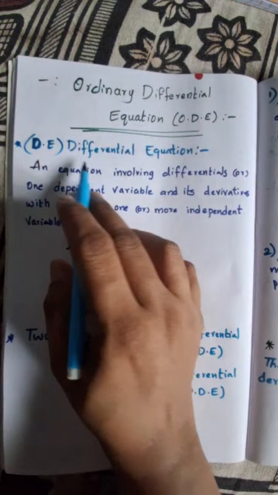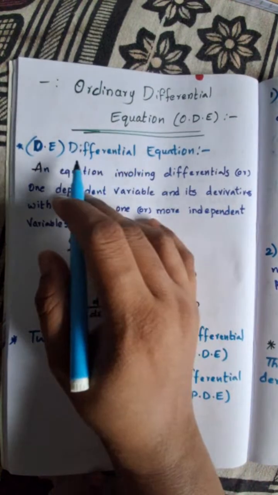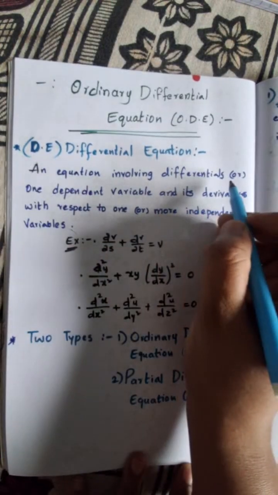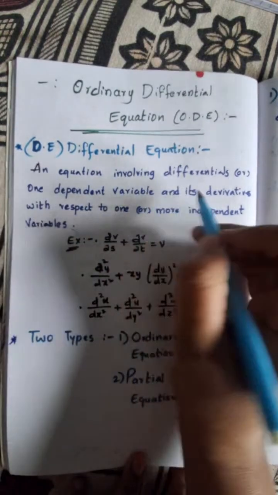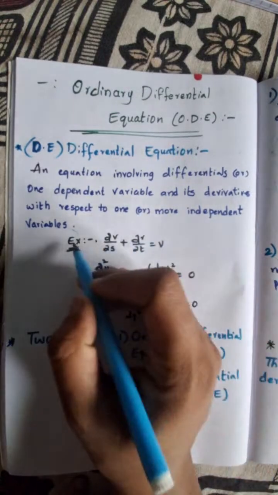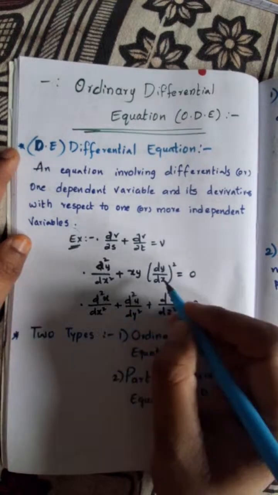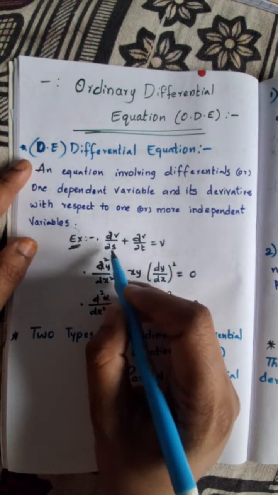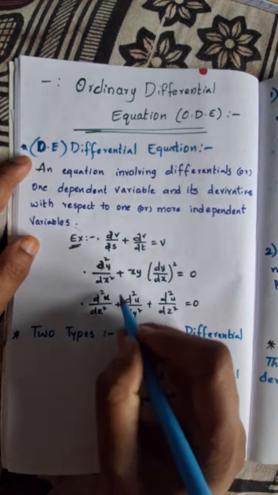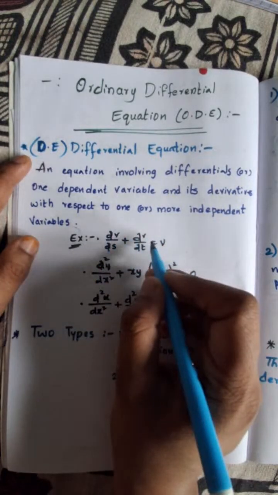Okay, the first definition is differential equation. From the topic ordinary differential equation, we have to learn what a differential equation is. An equation involving differentials of one dependent variable and its derivatives with respect to one or more independent variables. For example, I have already written three examples here. See dv by ds, dr by dt, dv by dt equal to v. This is one differential equation.